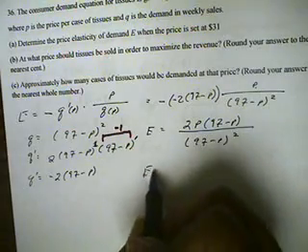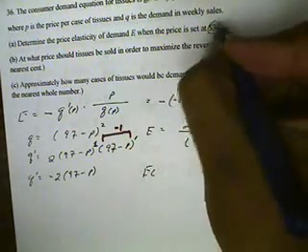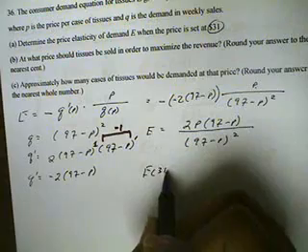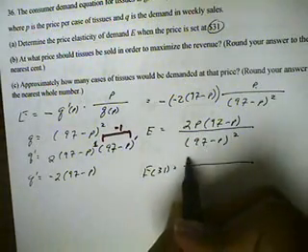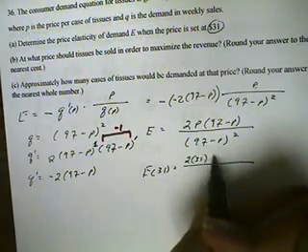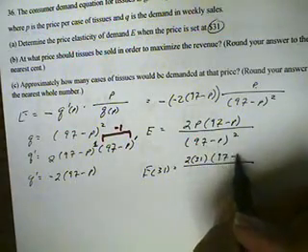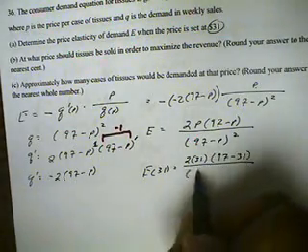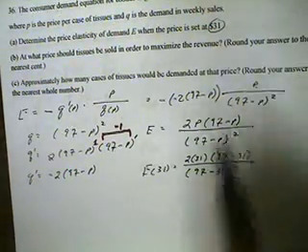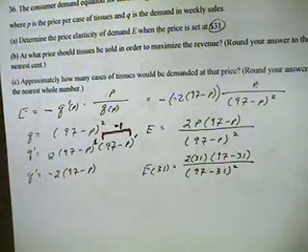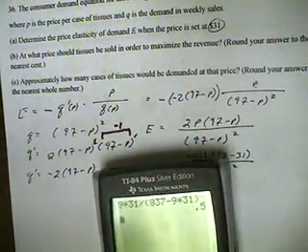Now we're going to put the price in there. $31. Okay, so everywhere we see a P, we'll put $31. This is 2 times $31. This will be 97 minus $31. This is going to be 97 minus $31 all squared. Alright, let's put that in.